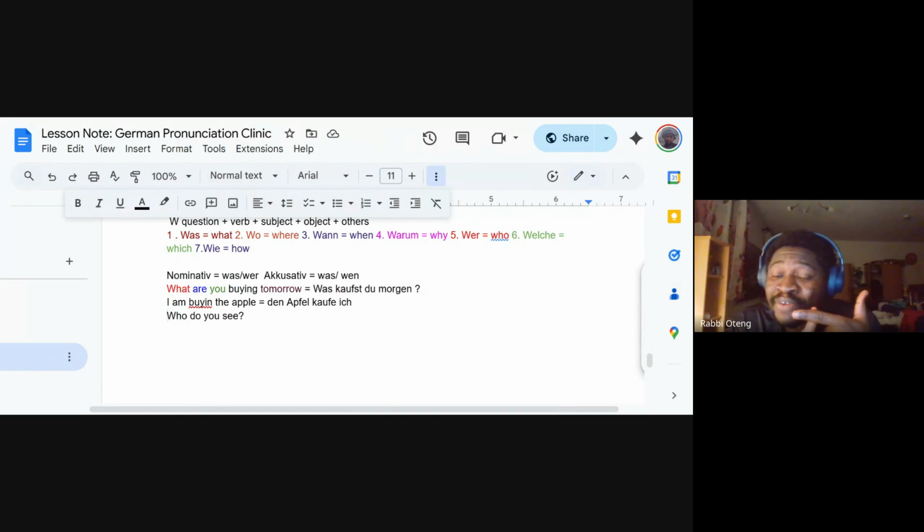Jeder in the nominative. In the accusative, it will change to jeden. It's assumed that it's masculine. Then in the dative we will say jedem. Niemand in the nominative; in the accusative, niemanden. So no one, everyone, who, someone are all assumed to be masculine nouns. They're conjugated just like masculine, which is why in the accusative they change.